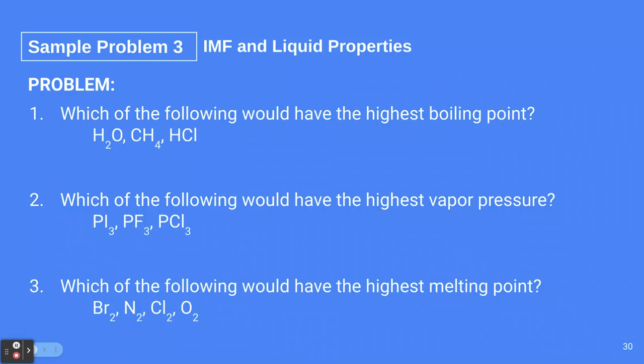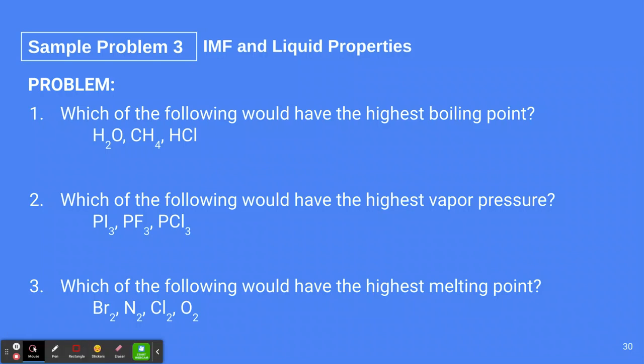We're thinking about the first one, which has the highest boiling point, which has the highest vapor pressure, and which has the highest melting point. So pause, take a second to think about this. You really need to think about what type of IMFs they have and then how those strengths of IMFs change. If you forget about the strengths, feel free to go back in this PowerPoint. I talk about how to increase those strengths throughout.